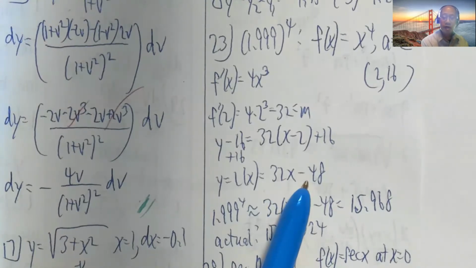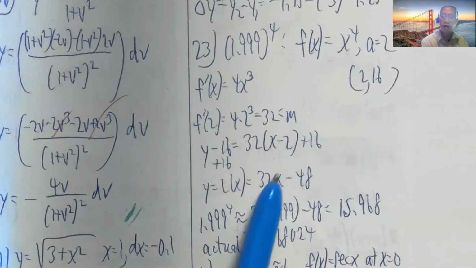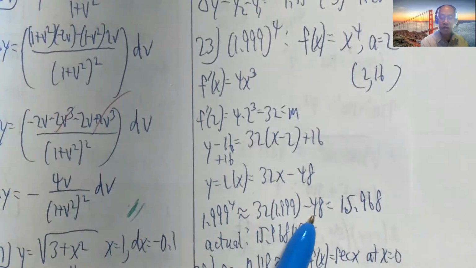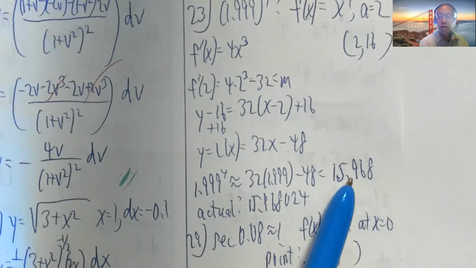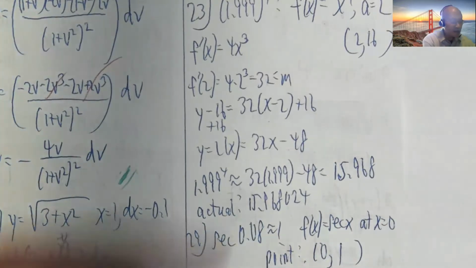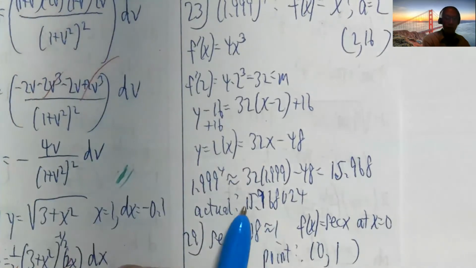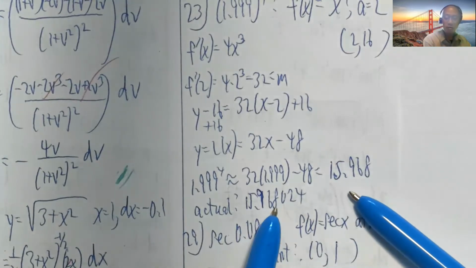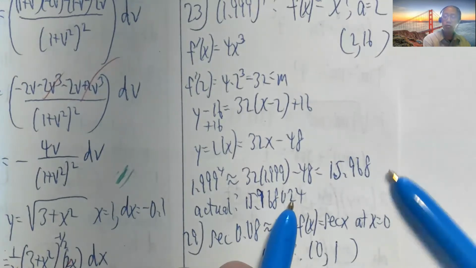Okay. What that means is that a good approximation for 1.999 to the fourth power, rather than punching it in a calculator, is just punch it into here, straight line. 32 times 1.999 minus 48, and it comes out to be 15.968. Okay, and then if you use your calculator, the actual value is 15.968024. So it's correct to 6 digits, the 0 even matches. So not until you get to the 7th digit are they different.